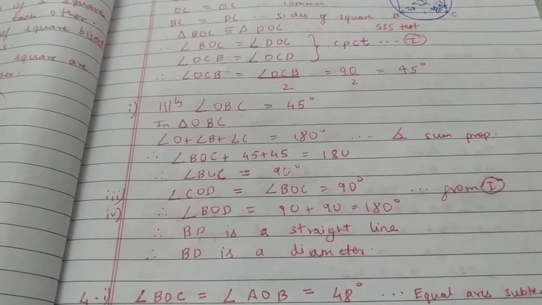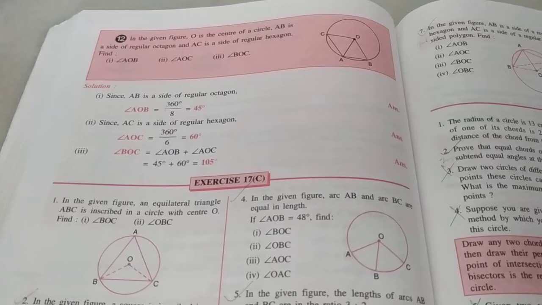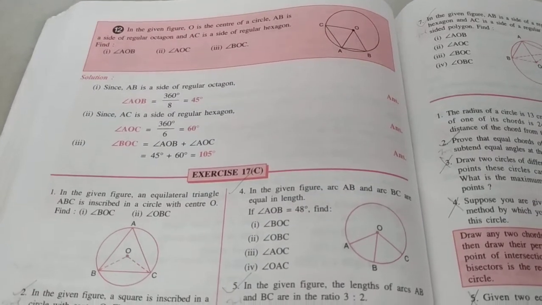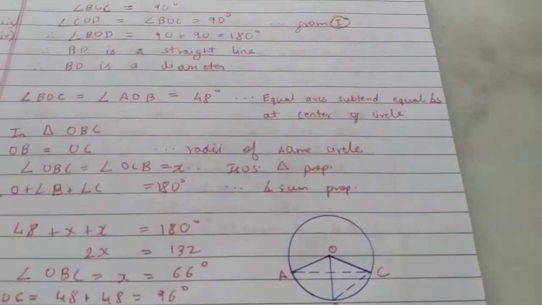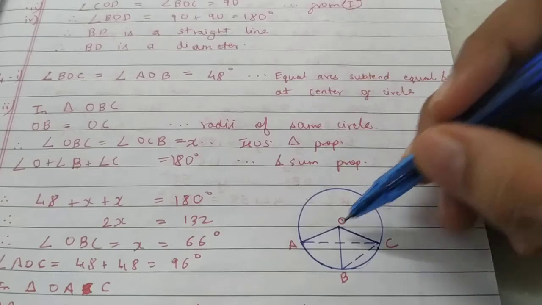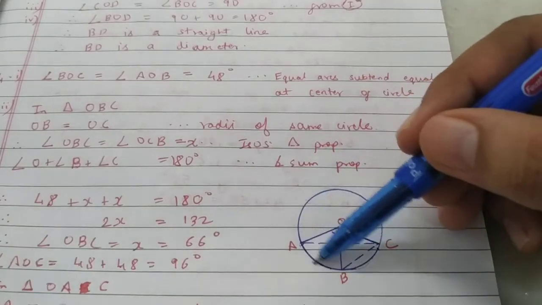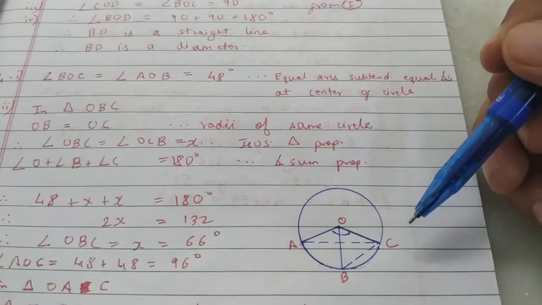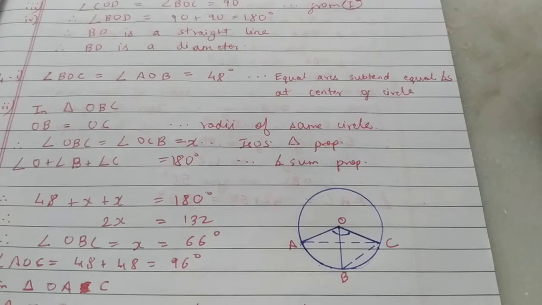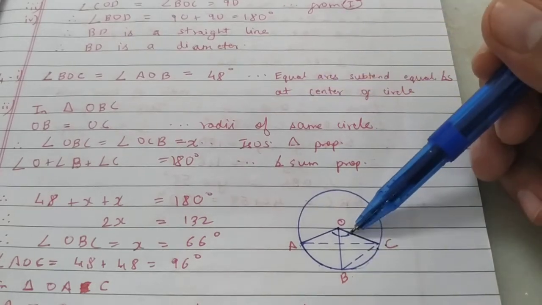Next, 4.1. Here the diagram is given and they've given the value of angle AOB. They've asked for BOC. Well, the theorem says that equal arcs subtend equal angles at the center of the circle. So if the arcs are equal, as mentioned in the question, even the central angles will be equal. So Roman number 1, angle BOC is 48 degrees.